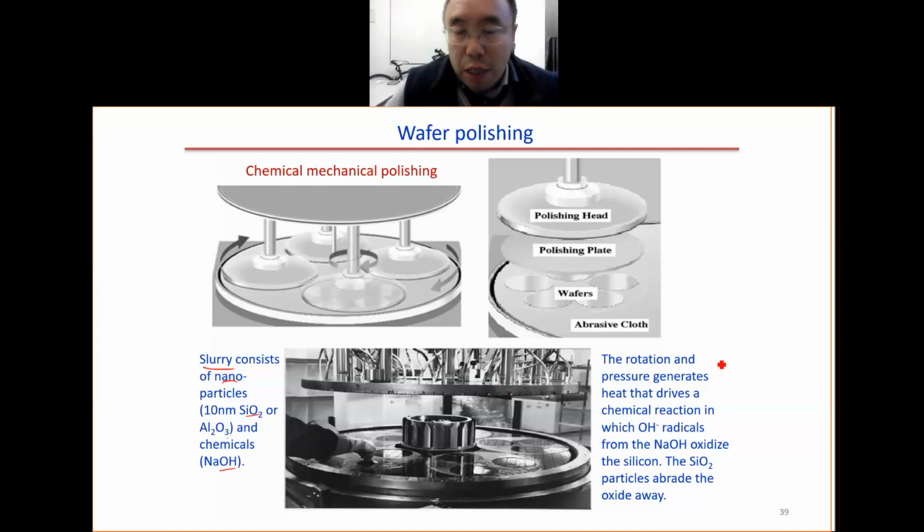During the polishing process, we have rotation and pressure, so they will generate heat. This heat will drive the chemical reaction of the sodium hydroxide to oxidize the silicon. So the silicon will be oxidized with the heat by the sodium hydroxide. This oxidized silicon can be removed by these nanoparticles. In the end, the polishing rate is much higher than pure chemical or pure mechanical polishing.